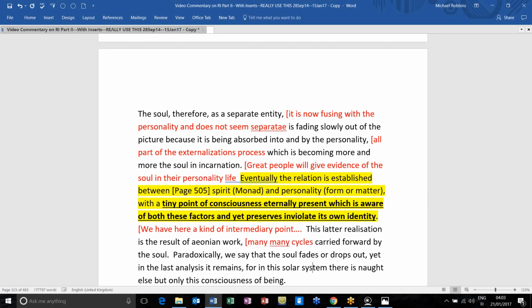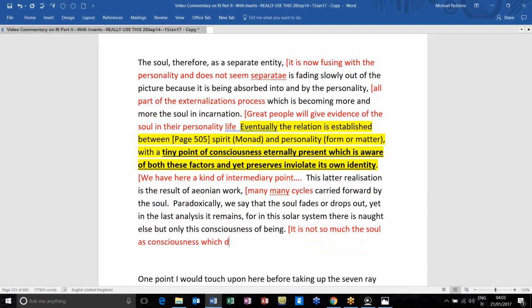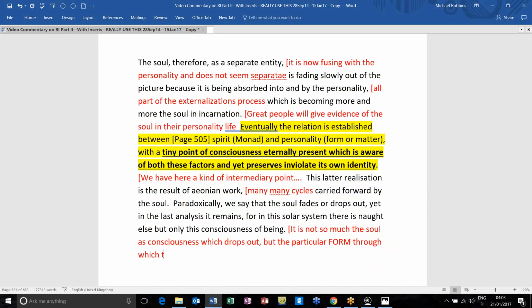Paradoxically, we say the soul fades or drops out, yet in the last analysis it remains, for in this solar system there is naught else, but only this consciousness of being. So we might say it is not so much the soul as consciousness which drops out, but the particular form through which that consciousness expresses. In this case, the egoic lotus. Oh, wouldn't I like to be a real typer, huh? Okay.